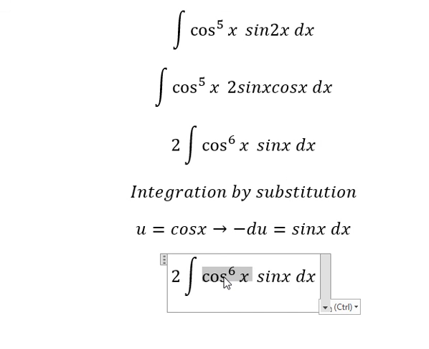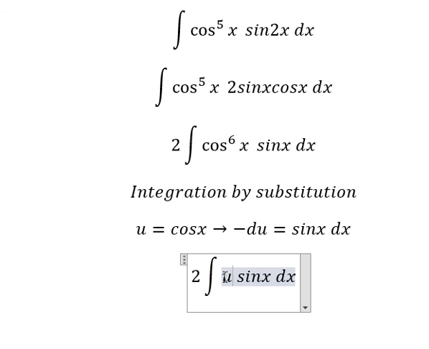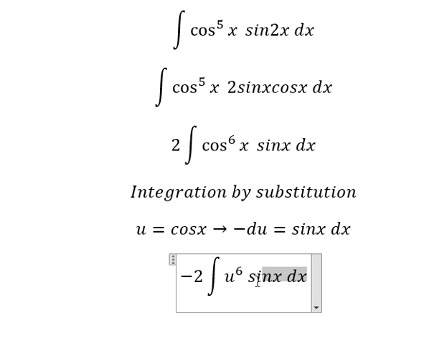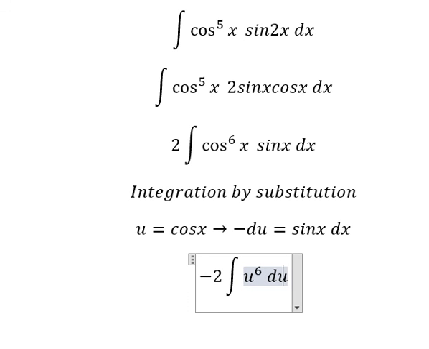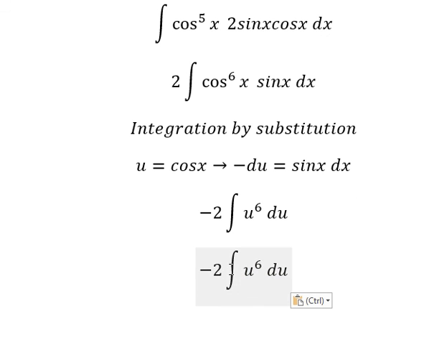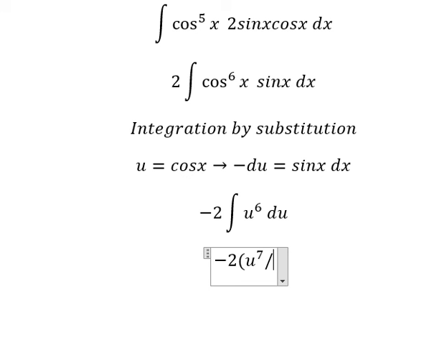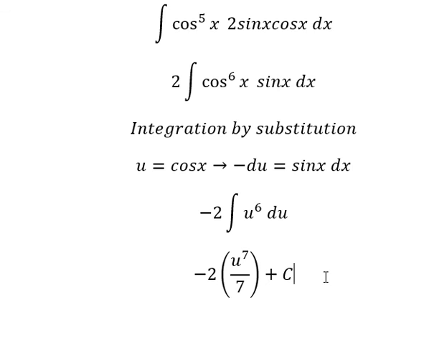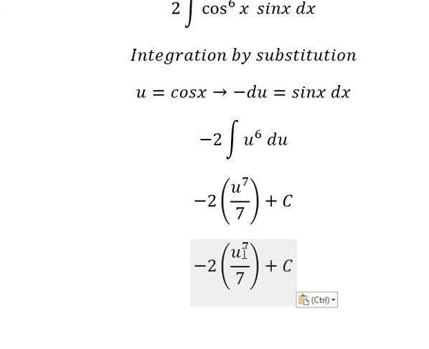So this one we change for u, and we have u to the power of 6. Sine x dx we change for negative du. The integration of u to the power of 6, we have u to the power of 7 over 7, and we put c. About u, that's cosine x.